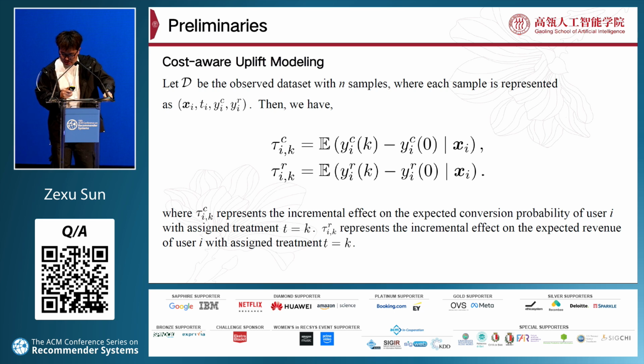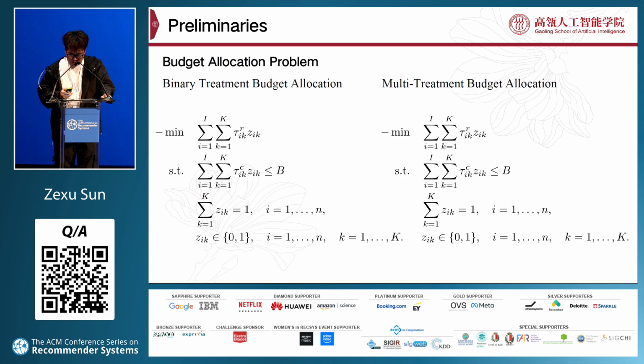Here are some preliminaries. In this work, we address the personalized assignment of incentives on an online platform. The optimization target is to maximize the overall incremental number of customers. Let D be the observed dataset with n samples, where each sample can be represented as x, t, y^c, y^r. Then we can have the uplift estimation objective. And we formalize the problem by conditional average treatment effect estimation.